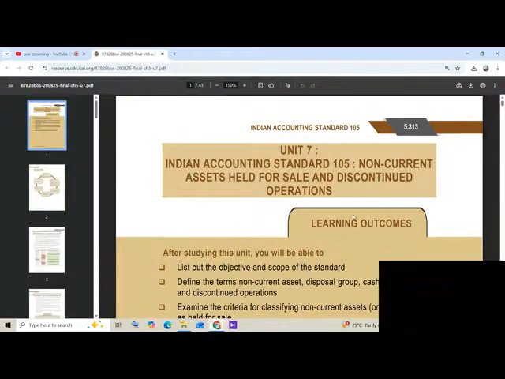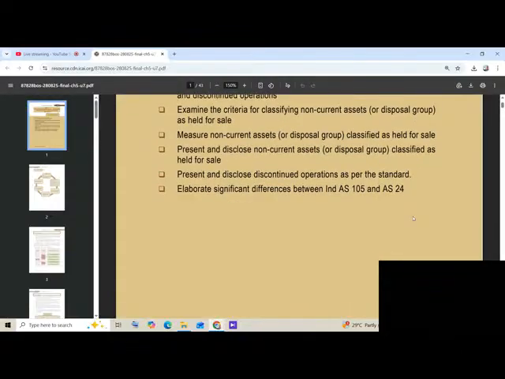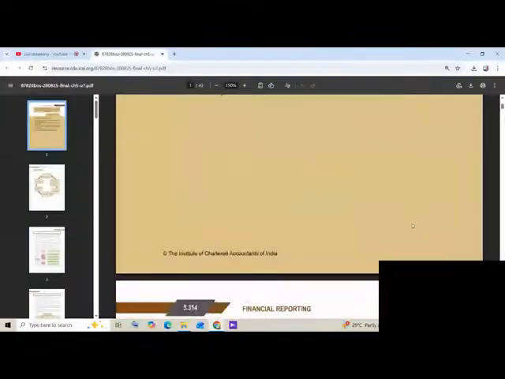In Ind AS 105, after studying this unit, you will be able to list out the objective and scope of the standard, define the terms non-current asset, disposal group, cash generating unit, and discontinued operations. Examine the criteria for classifying non-current assets or disposal group as held for sale. Disclose non-current assets or disposal group classified as held for sale. Present and disclose discontinued operations as per the standard. Elaborate significant differences between Ind AS 105 and AS 24.